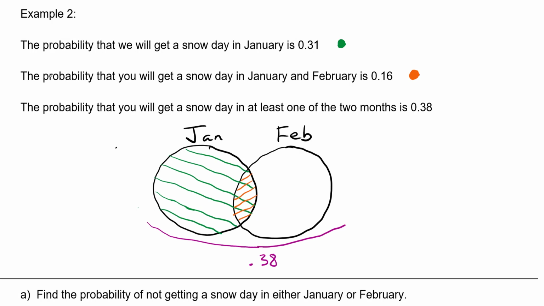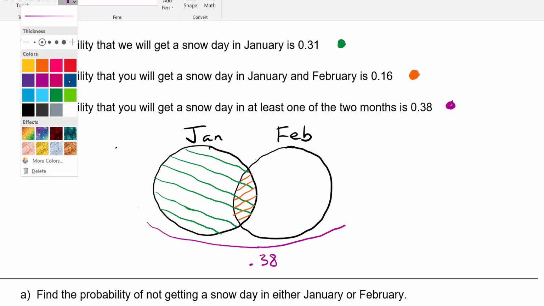Okay, so remember the two other things I need to fill in, guys? I need to say, hey, what's the probability of just getting a snow day in January, and what's the probability of just getting a snow day in February? Okay, so let's do that. Again, I'm going to change the color here. We'll go with a dark blue.